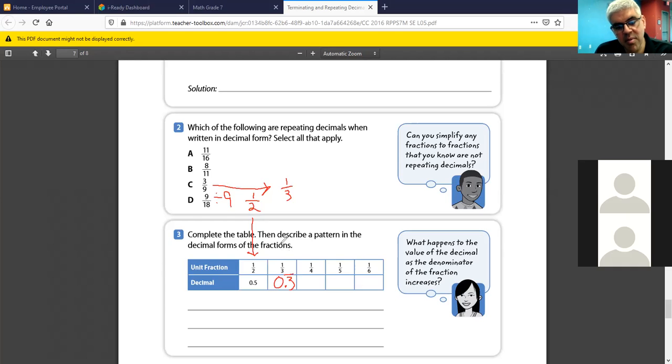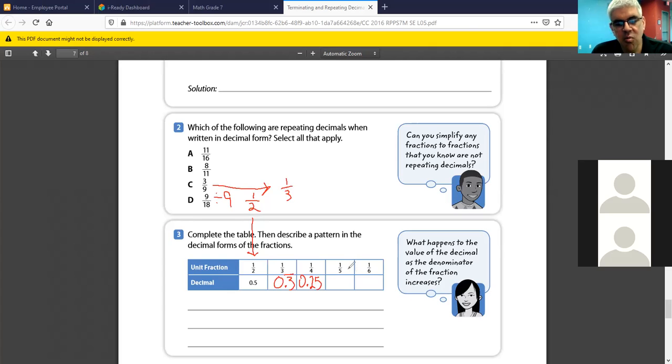Does somebody remember what 1 over 4 is as a decimal? 1 over 4 is 1/4. So I'm asking, how many cents is 1/4? If you have a quarter coin, yes, 25. So 0.25. Terminating. It doesn't repeat, it stops.